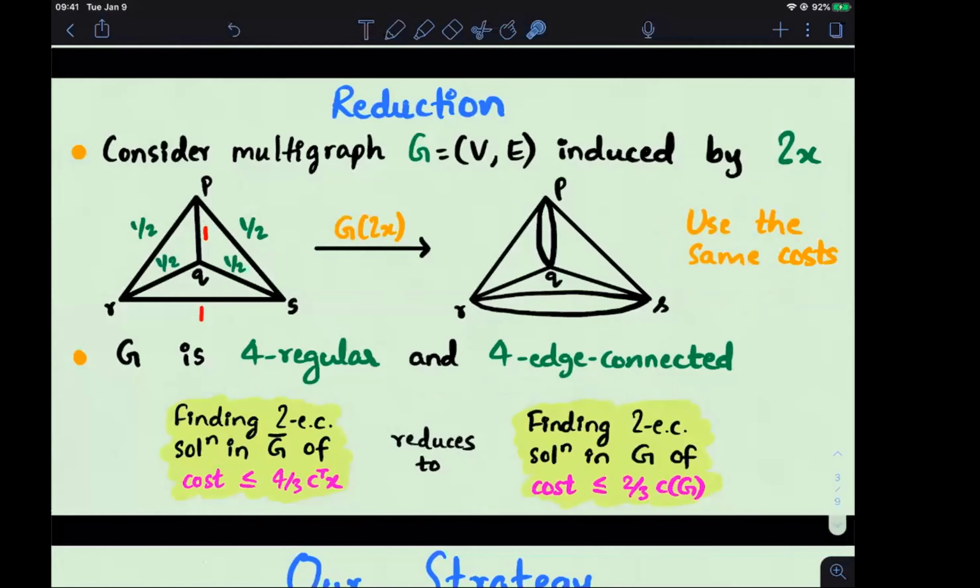And here's the reduction. So finding a 2 ECM solution in G bar of cost at most 4/3 C transpose X reduces to finding a 2H connected solution in G of cost at most 2/3 the cost of G. Here cost of G is the sum of all the edge costs in G. Here we lose a factor 2 because you can see that the cost of G behaves like 2 times C transpose.